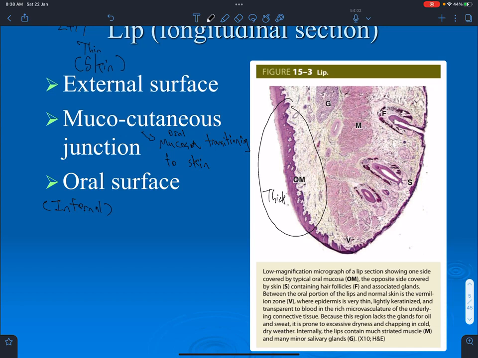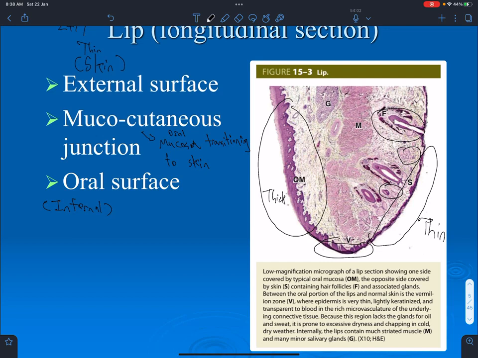Now, as you go from internal to external, you'll see the vermilion zone, or the mucocutaneous junction, which is the region in which there's a transition between the oral mucosa and the external surface, the skin, which is lined by a thin, you can see the difference, thin, stratified squamous keratinized epithelium. So one is non-keratinized, one is keratinized. One is thick, one is thin. And like any other skin, it will contain hair follicles, sebaceous glands, sweat glands, the typical stuff that we would see in the histology of skin.